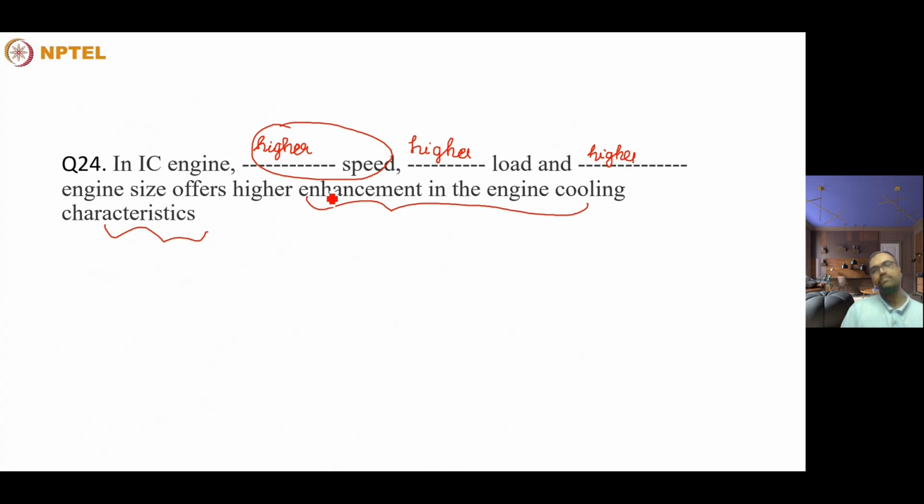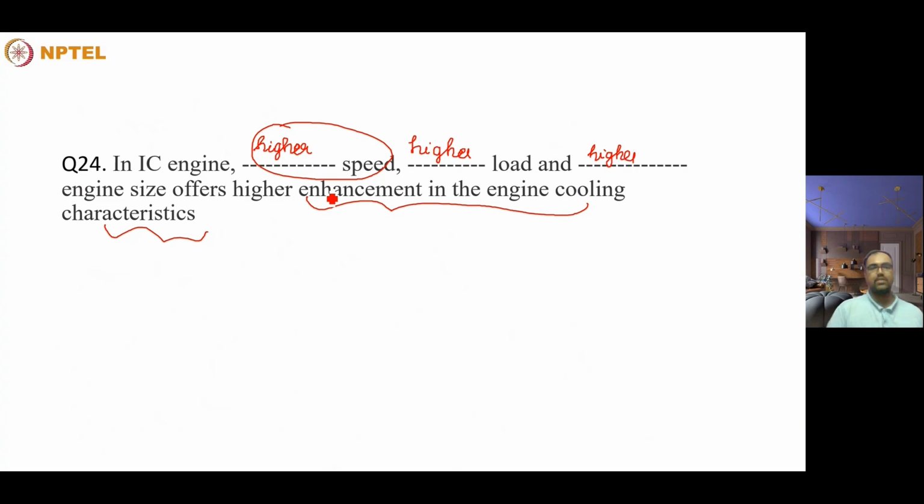Second one, higher the load means throttle will be open to its fullest, and more air fuel mixture will be entering. More air fuel mixture, the Reynolds number will be high, and higher Reynolds number means higher heat transfer coefficient and better complete total heat transfer between the mixture and the cylinder. And the third is the engine size.